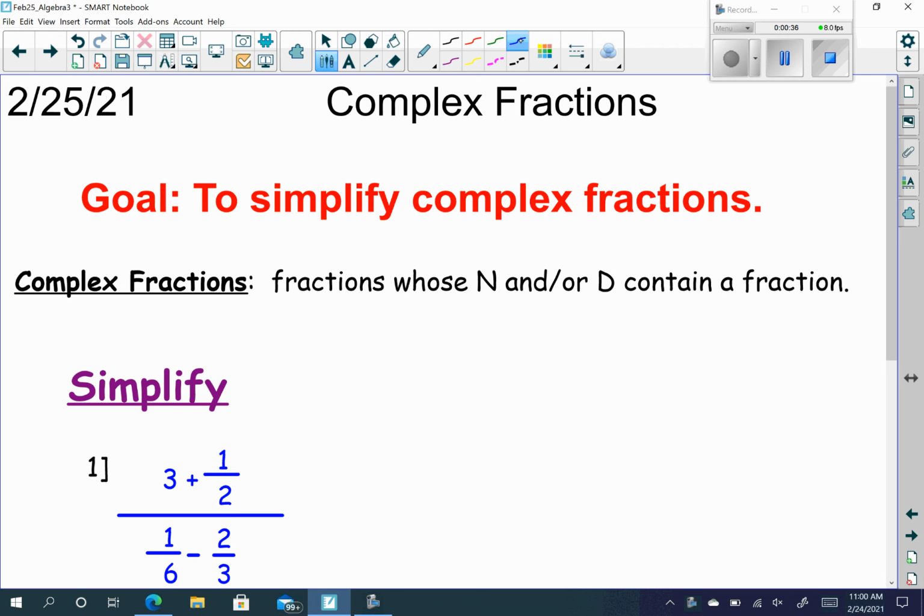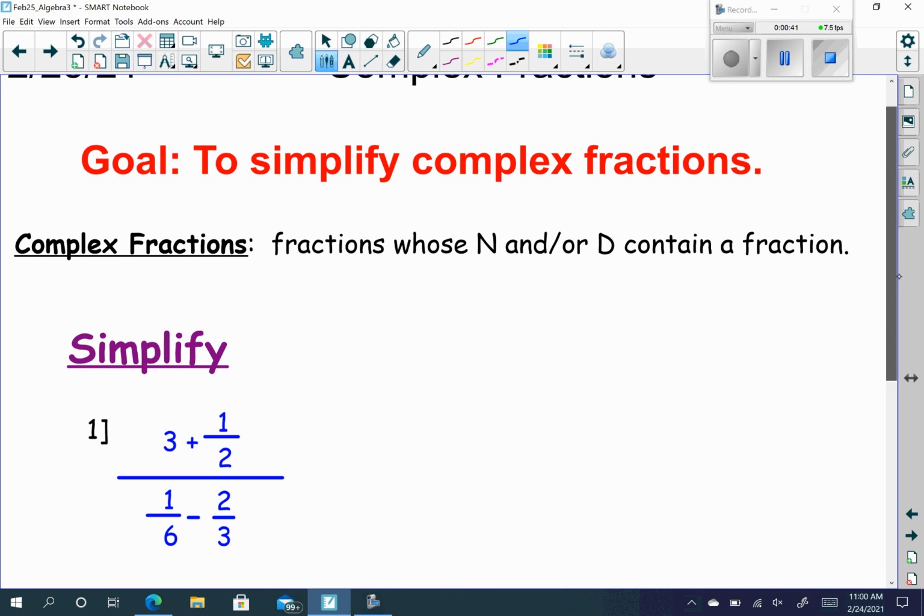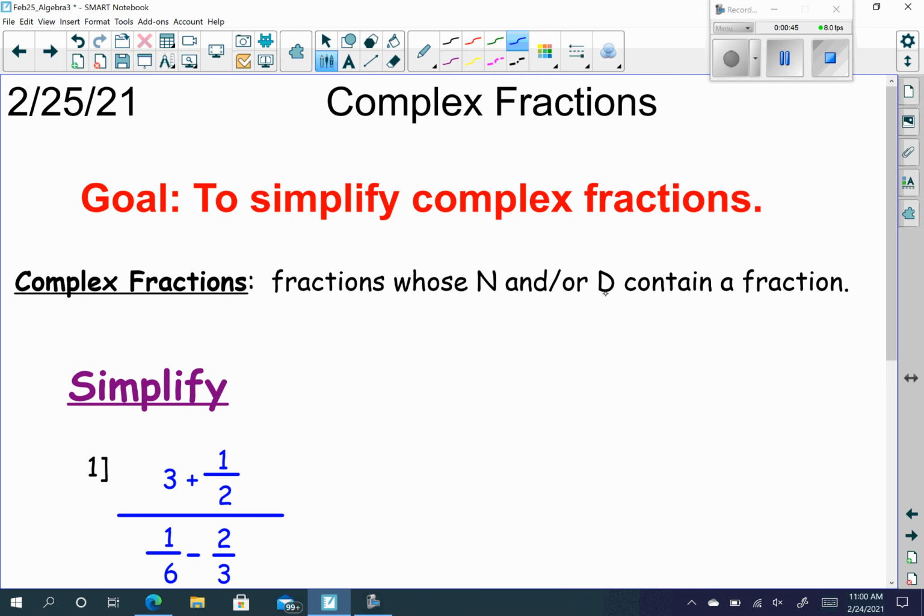All right, so again, to identify what a complex fraction is, you can tell just by looking at an example. They're fractions whose numerator, I'm just using a capital N for numerator and capital D for denominator, and or denominator contain a fraction, so fractions within a fraction. Our job, we're still going to use the LCD, in order to simplify, is to multiply the numerator and denominator, everything, by the LCD. So again, many uses with this LCD here.